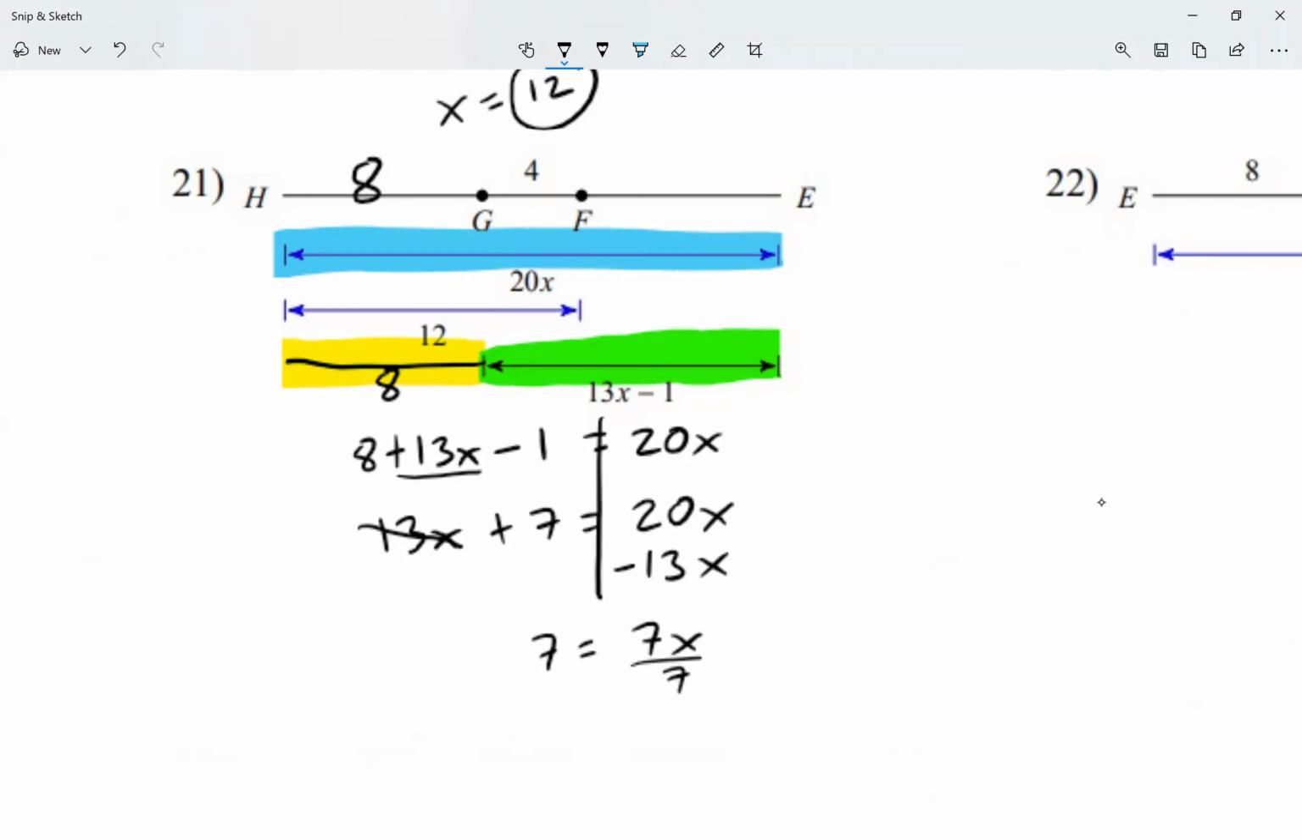Oh, that's not bad. Let me divide both sides by 7. So on the right side, I get 1x. And on the left side, 7 divided by 7 is 1. So x is equal to 1.